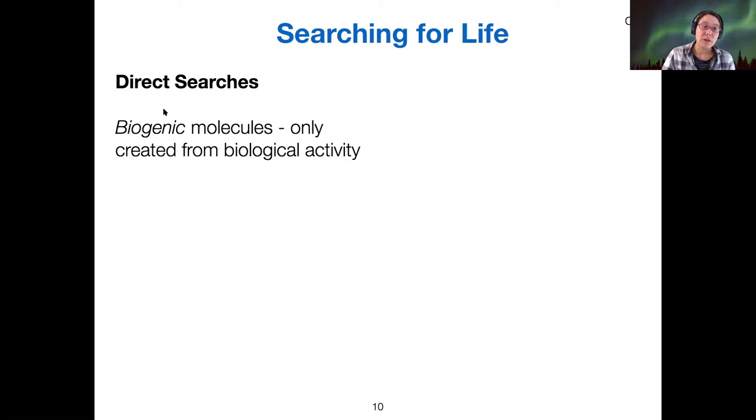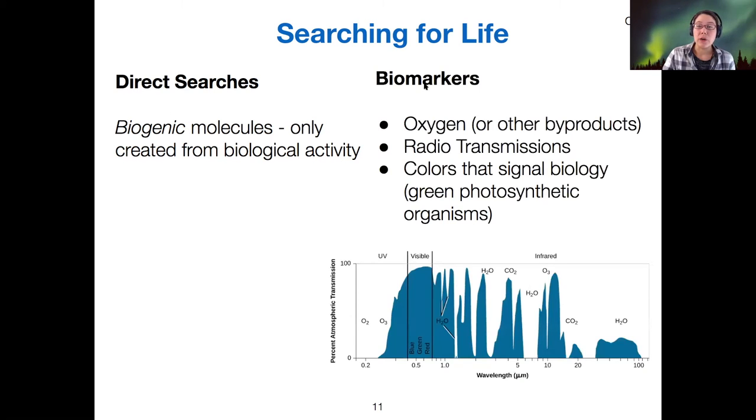But this is not the only way that we can look for life. We could also look for other biomarkers, right? You came up with some of these in the activity last time. Most of you identified that oxygen or other byproducts of metabolism would be helpful to look for. You could also look for radio transmissions from technological societies, or you could even look for colors that signal that biology is happening on the surface of a planet. So for example, the color green is not very common in terms of rocks when you look around the solar system. So maybe the color green could be a tip that there's some sort of photosynthesis happening.